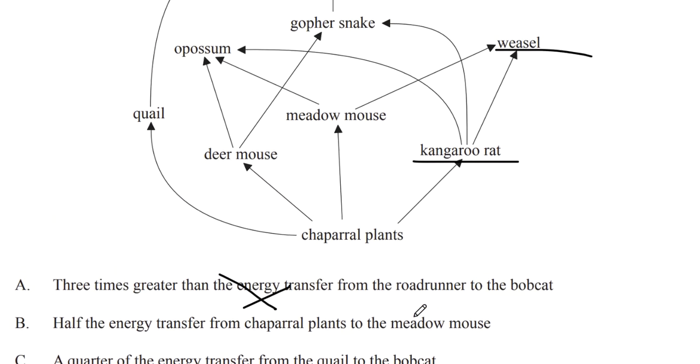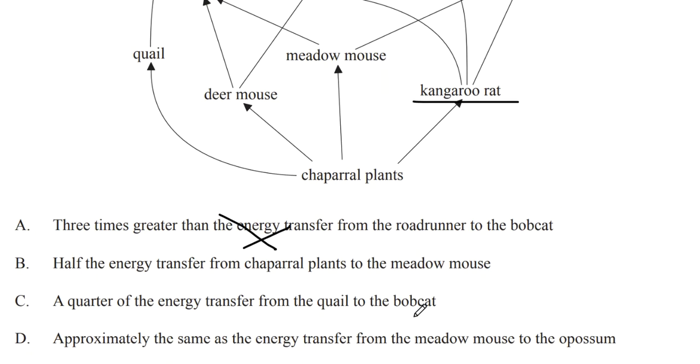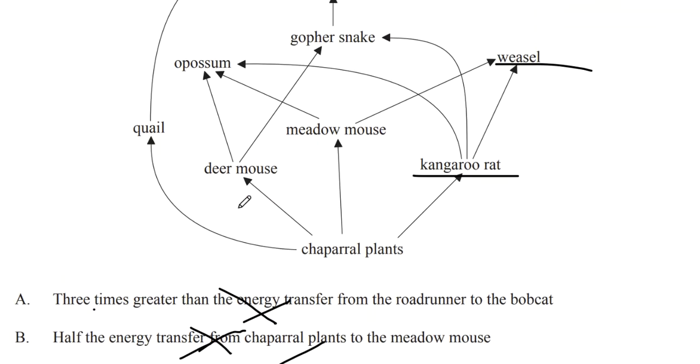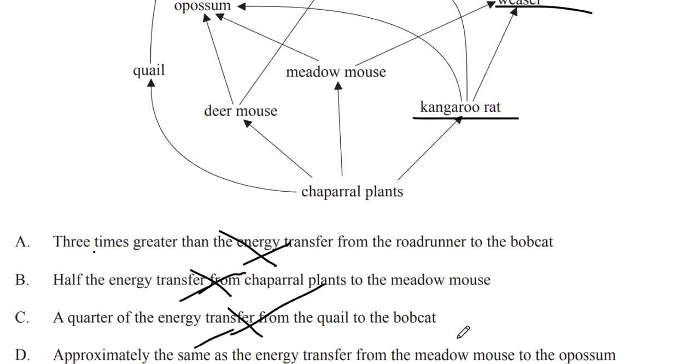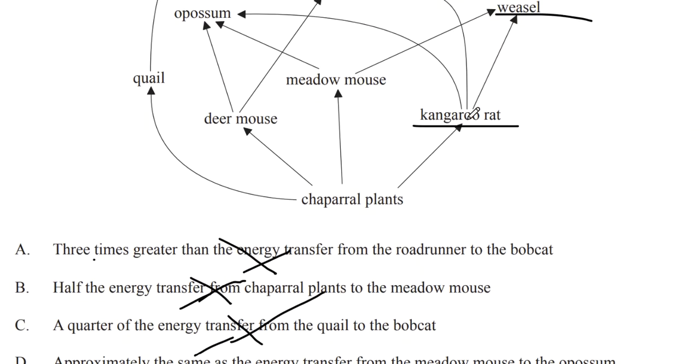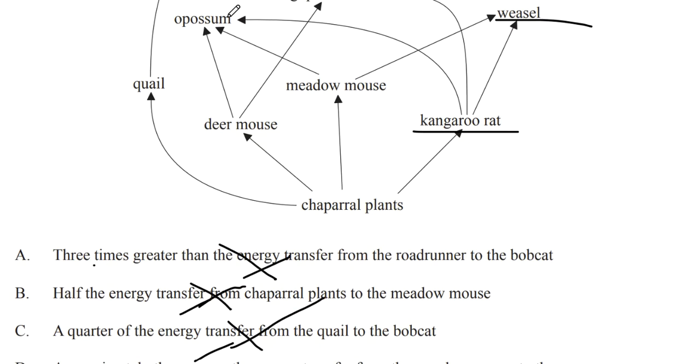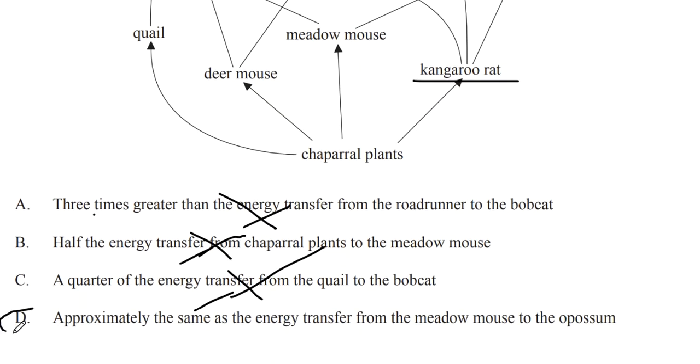Meadow mouse to the opossum. Okay, so I read through the options. Quarter of the energy, that doesn't really make sense. Half the energy, no. Again, the 10% relationships don't really allow for these calculations. And since this is a paper one, I doubt there'll be any 3 times, half times, quarter times without use of a calculator. But option D does seem promising because we have the meadow mouse, a primary consumer, just like the kangaroo rat, being consumed by a secondary consumer, just like the opossum and the weasel. So meadow mouse to opossum seems like the same. Seems like the correct answer.